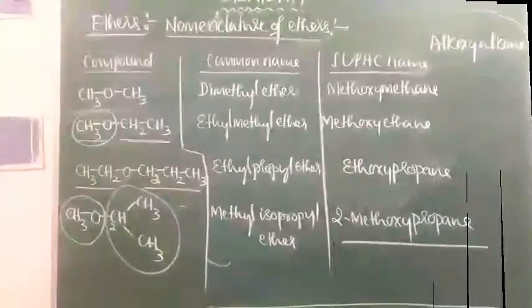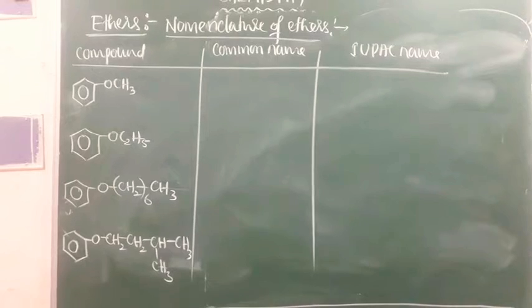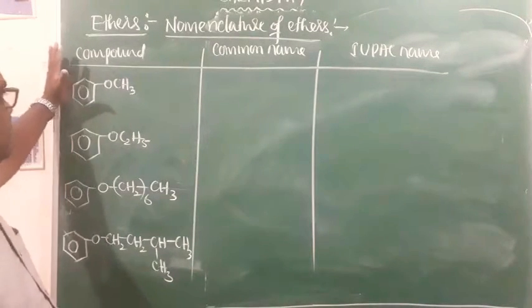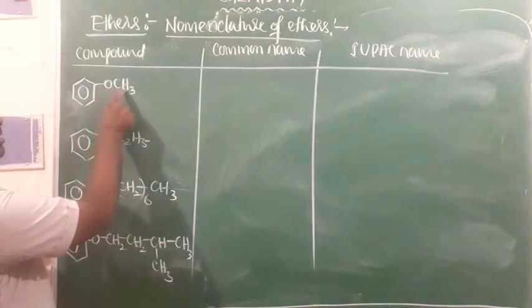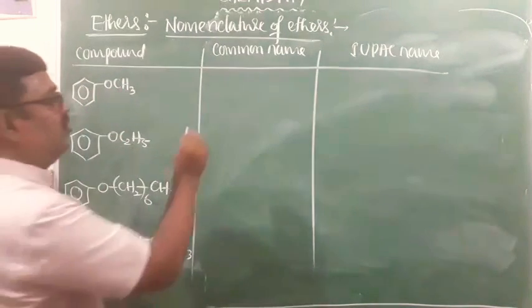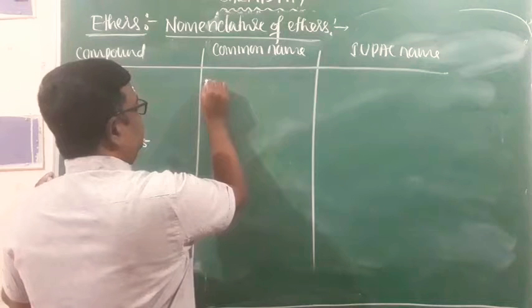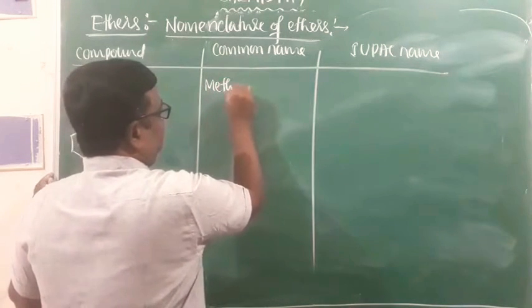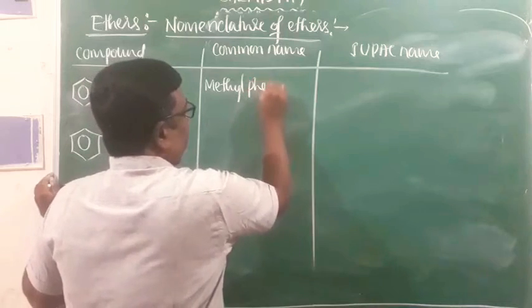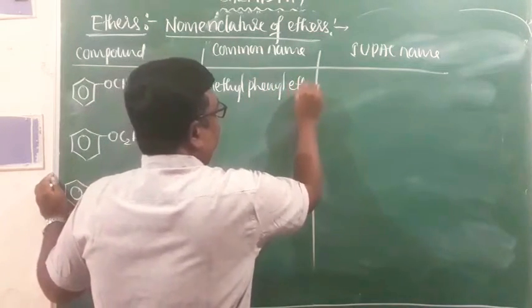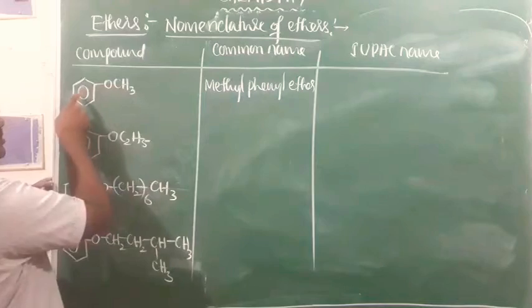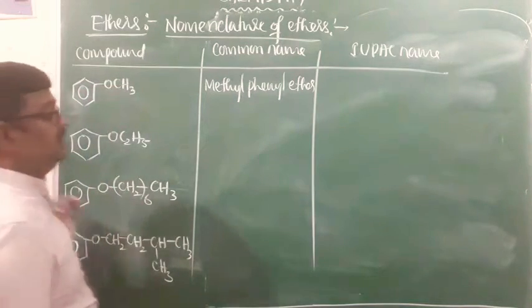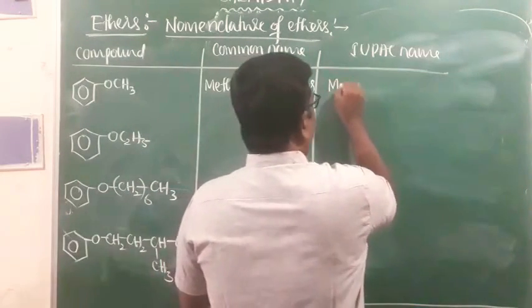Okay. Apart from that, we'll go for some more examples. Here it is one more ether where a methoxy group is attached to a benzene ring, and in the common system it is called methyl phenyl ether. This is the methyl group, this is the phenyl group, methyl phenyl ether. In the IUPAC system it is methoxybenzene.